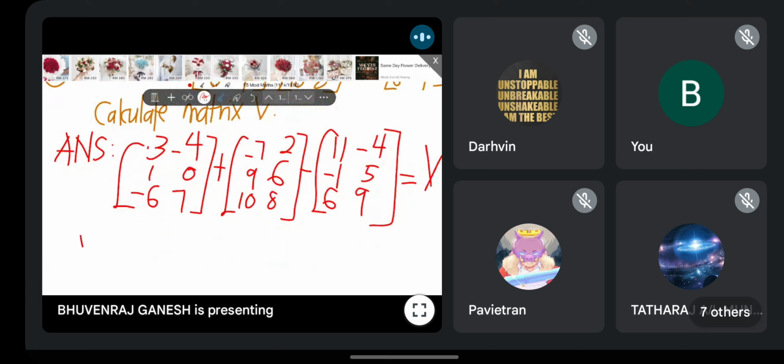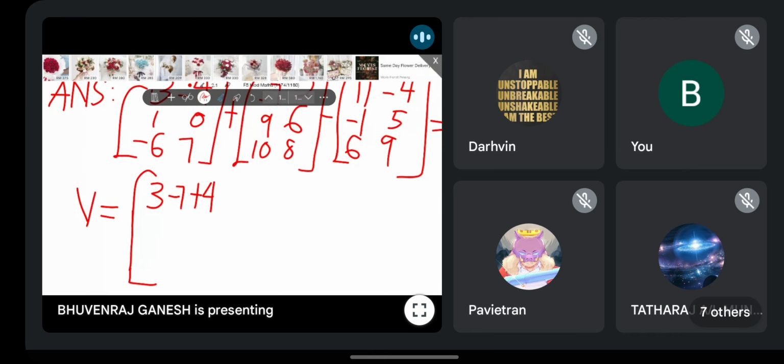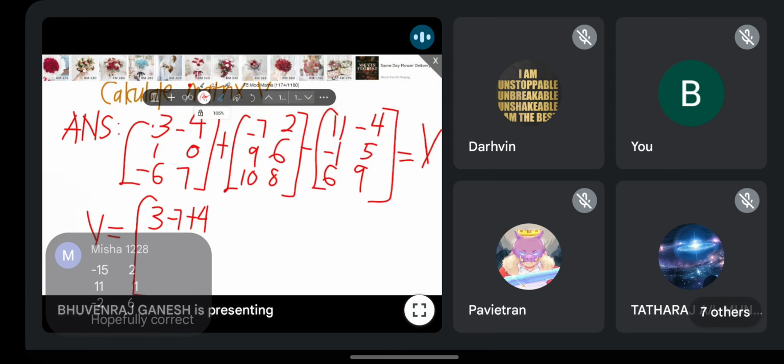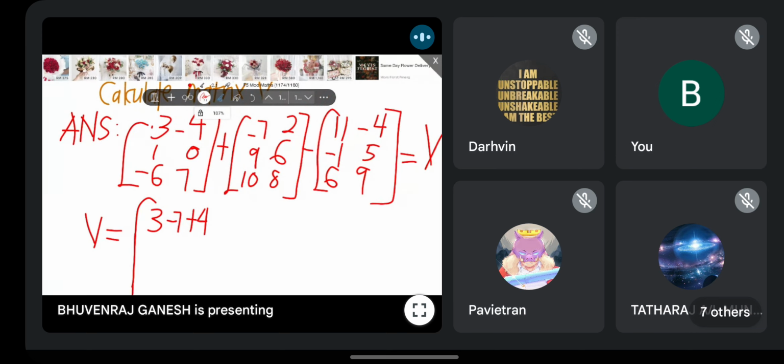Basically V is equal to, you can show the working, 3 minus 7 plus 4. Make sure minus minus you must change to plus, guys. If you feel like your matrix cannot fit all the numbers, you can make it bigger. No problem, just make it a bigger bracket. Let me check. I solve also. So 3 minus 7 plus, this one I made a mistake. This one is plus minus 11.